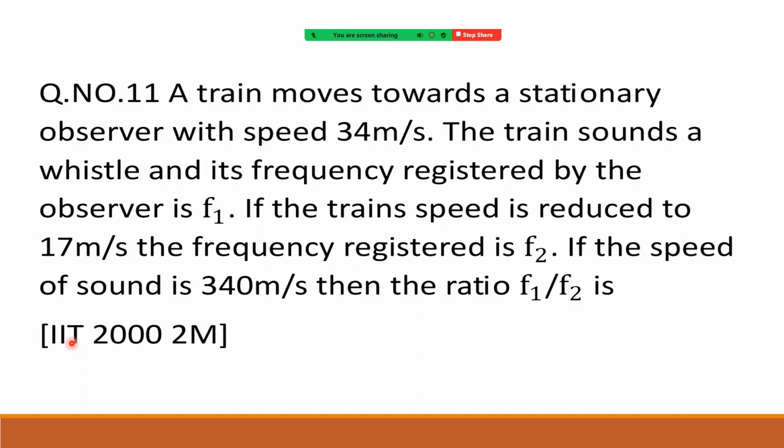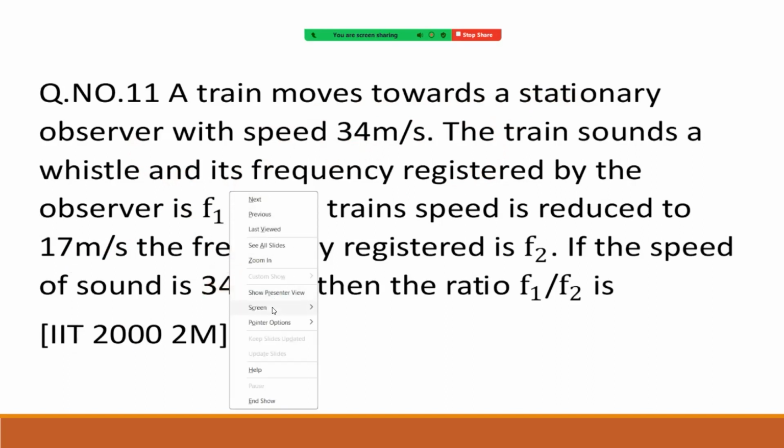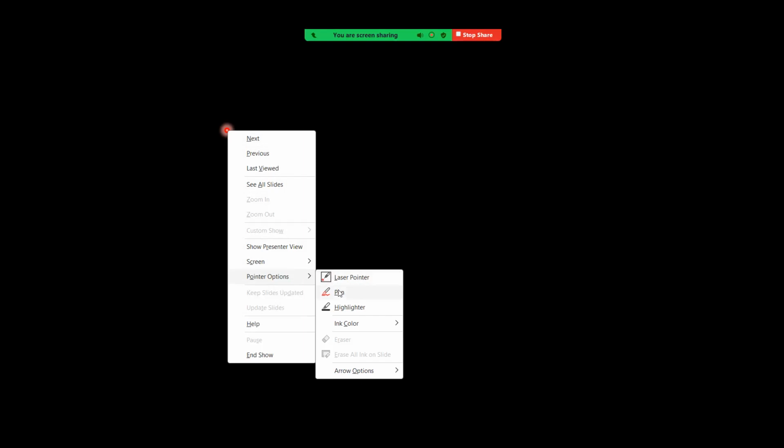You can see here, in both cases, the train moves towards a stationary observer. In both cases, the listener is not moving, only the source is moving. First the source speed was 34, next it is 17, right? And the speed of sound is given as 340. See how we are solving it. Only the train is moving, listener not moving.